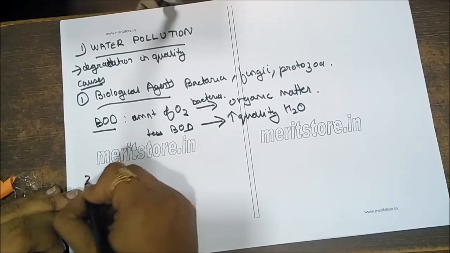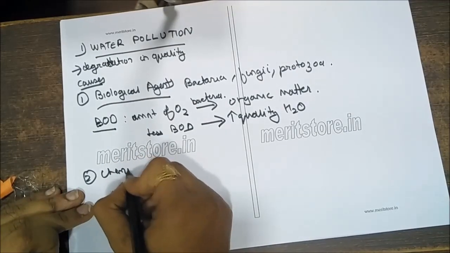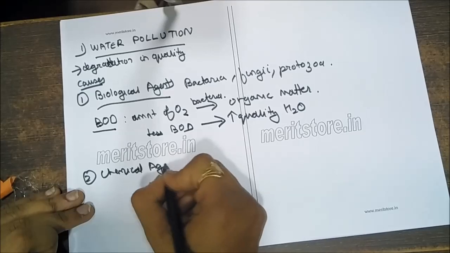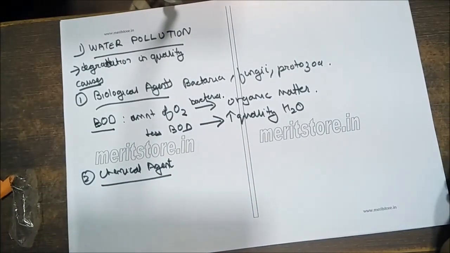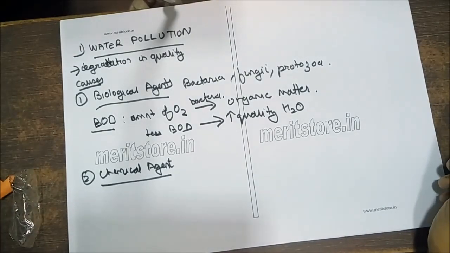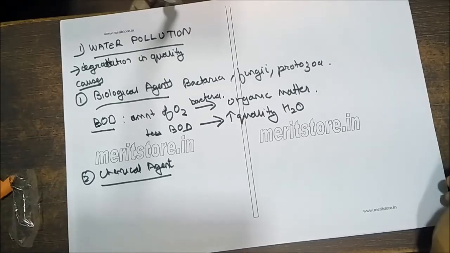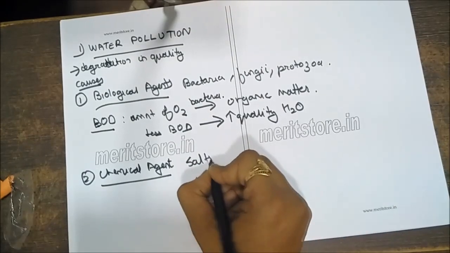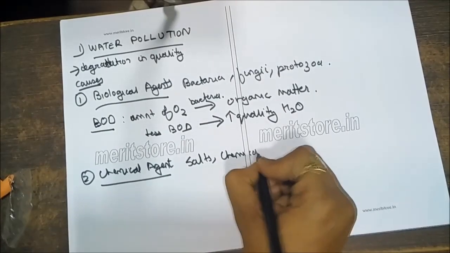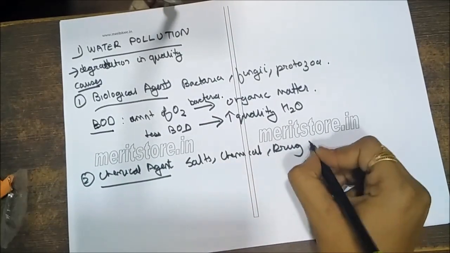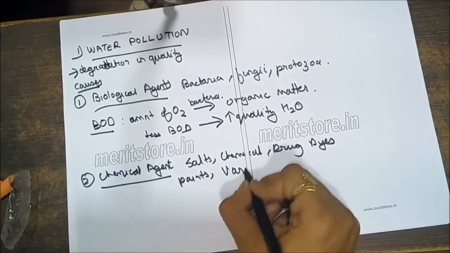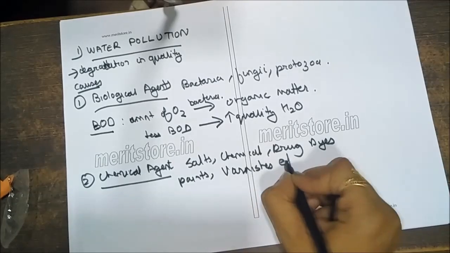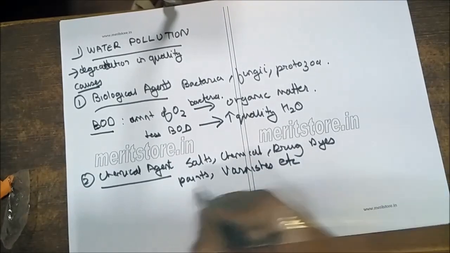Next source is chemical agents. A huge amount of chemical waste is being dumped by industries into the water bodies. So these include acids, salts, metals, organic chemicals, detergents, drugs, dyes, paints, varnishes, etc. all being dumped into the water bodies.